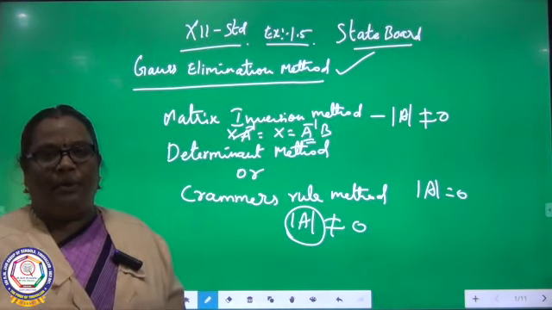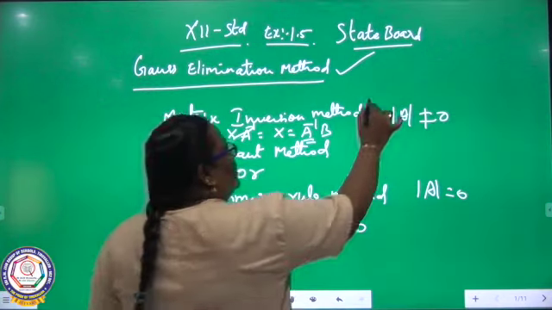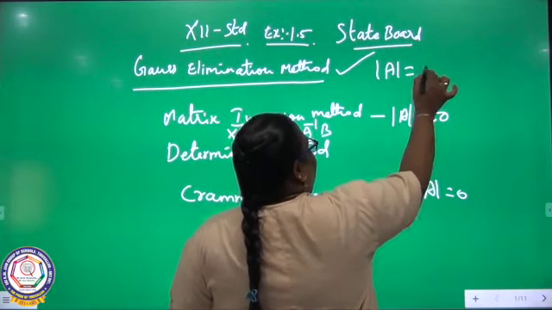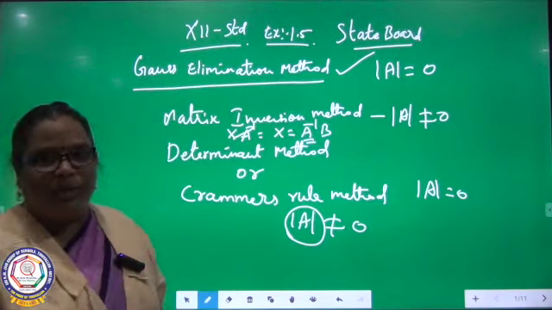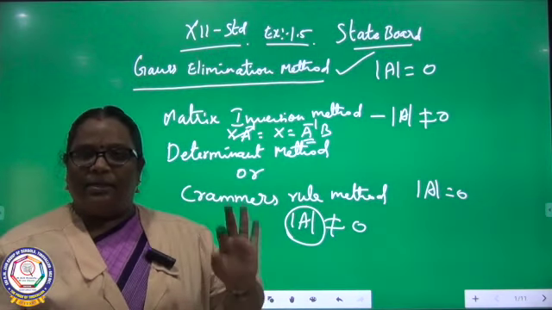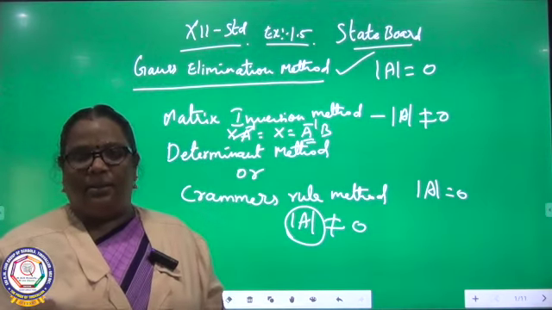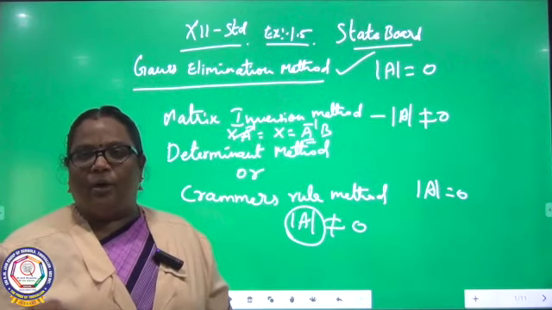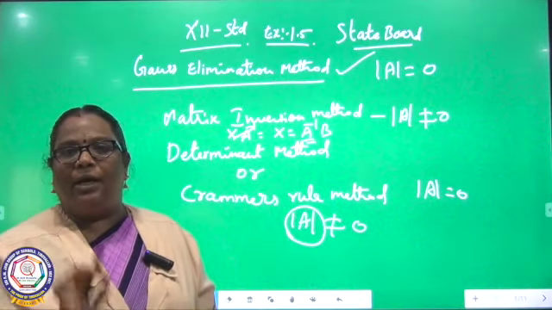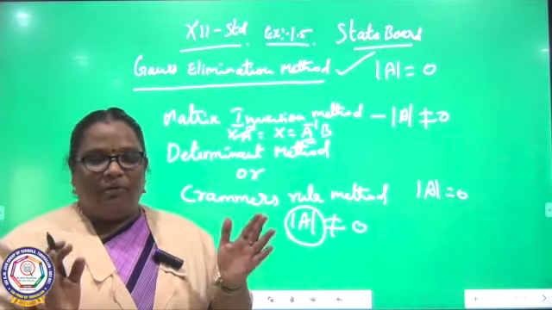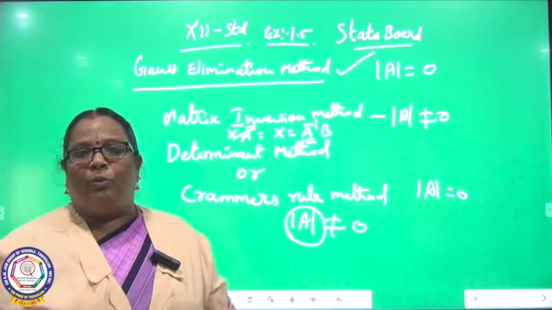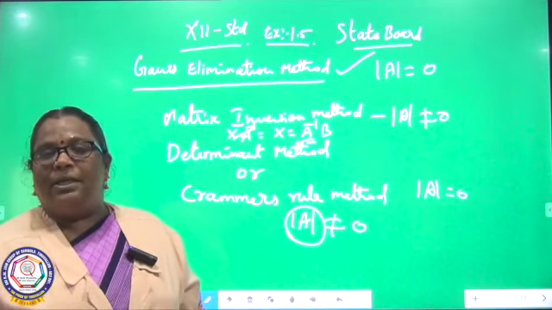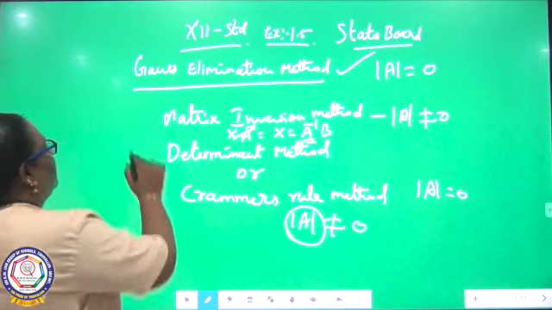When we come to the Gauss elimination method, even if it is a singular matrix, we can do the sum. What is a singular matrix? A singular matrix is one where determinant of A equal to 0. Even if the given matrix is singular, that is determinant of A equal to 0, we can do the sum, because the given sum is in augmented form and you can bring it into row echelon form.